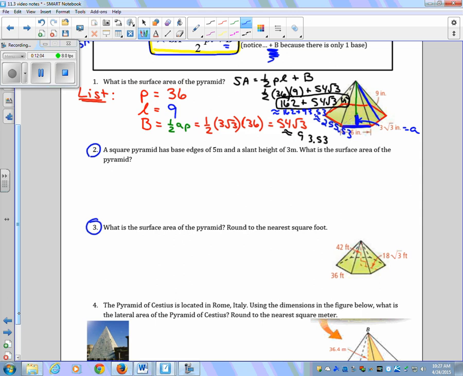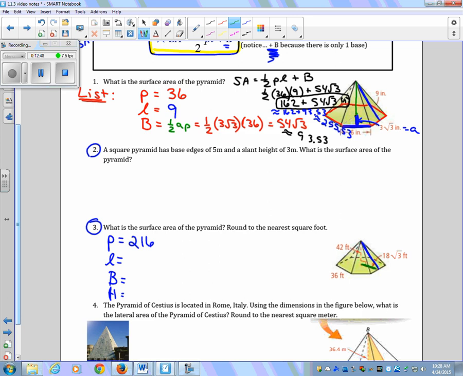Okay, so here if we make our list, we need P, L, and B. Sometimes H is going to help us. In this case, H is definitely going to help us. Okay, so we know that one side of this hexagonal base is 36. So to get the perimeter, we're going to do 36 times 6, which is 216. Slant height, they don't tell us, so we'll have to come back to that one. Here's the slant height. That's not labeled.